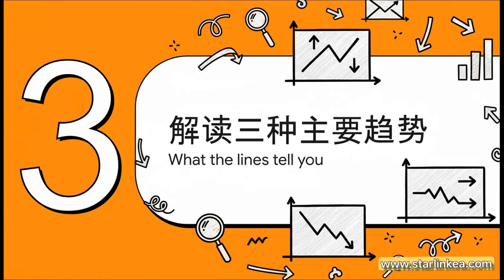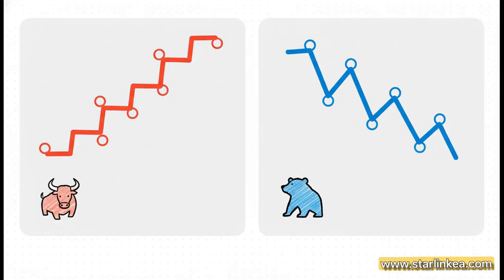Okay, so drawing the lines is one thing, but what are they actually saying to us? Now we get to the fun part, learning how to interpret them as we dig into those three main trends. So what's the textbook definition? Well, an uptrend is simply a series of higher highs and higher lows. And a downtrend, you guessed it, the total opposite, a series of lower highs and lower lows. That clear structure, it's like the fingerprint of a trend.